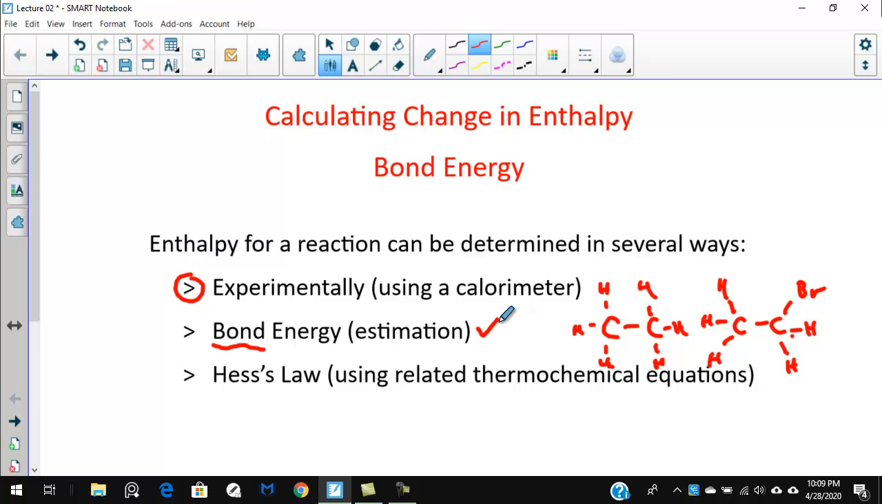It's not the best way to theoretically figure out an enthalpy change, but it works if you don't have any other information that you can use. And then finally, there's another method called Hess's law, and we'll take a look at that one in another video so you can see how that one also can be used to calculate enthalpies.